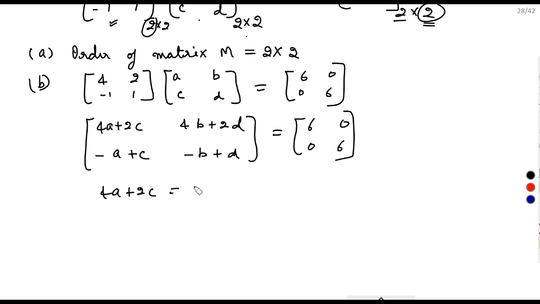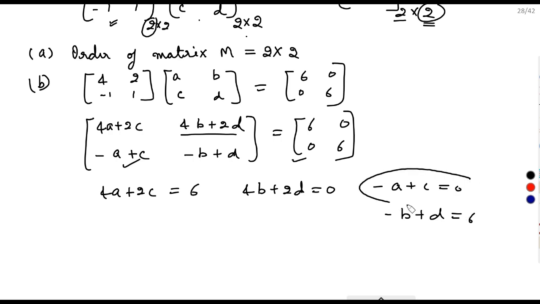4A plus 2C is equal to 6. 4B plus 2D is equal to 0. Minus A plus C is equal to 0. Minus B plus D is equal to 6. From here, minus A plus C is equal to 0. It means A is equal to C.